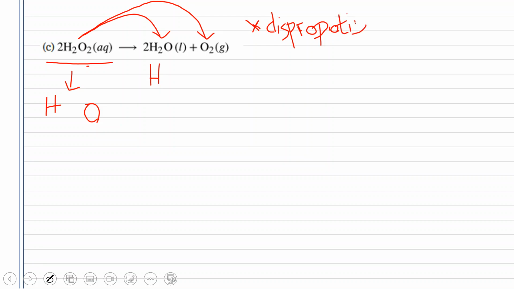Disproportionation reaction. What we are trying to say is that one element is undergoing two things. So the same oxygen is undergoing a reduction. At the same time, the oxygen is undergoing an oxidation. So that's why it's a disproportionation reaction, okay? And we are going to have to analyze it in that sense.